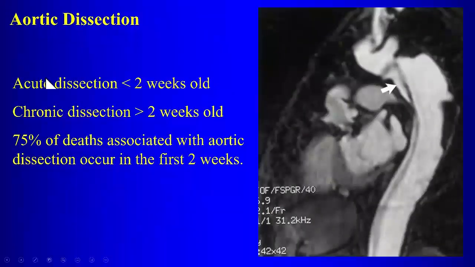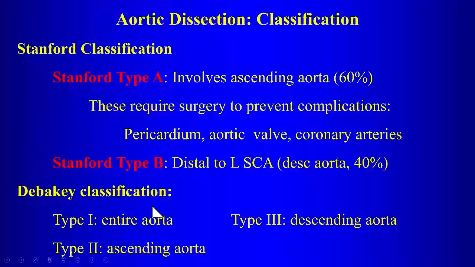So when we talk about aortic dissections, we can classify them as acute or chronic. The acute dissections, less than 2 weeks old, chronic dissections, greater than 2 weeks old. 75% of deaths with dissection occur in the first 2 weeks. So that is important in terms of prognosis.